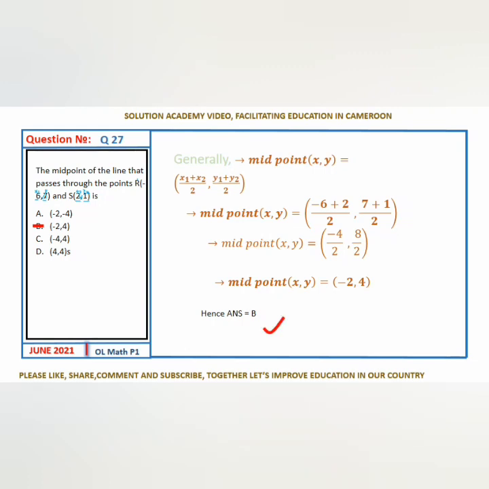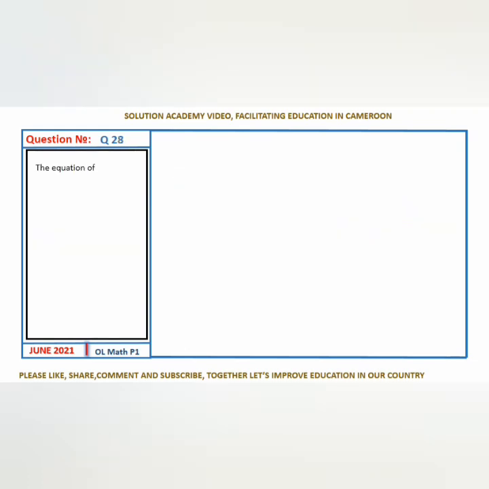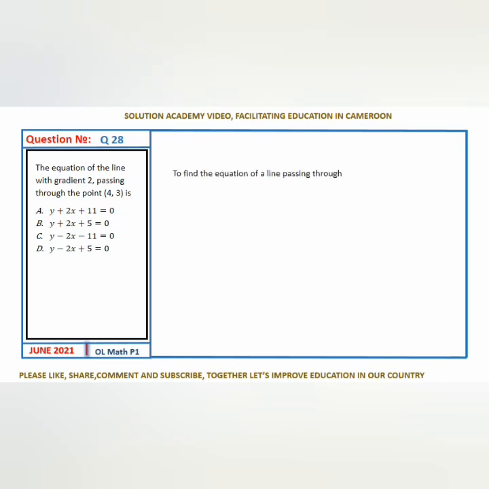Question number 28. The equation of the line with gradient 2 passing through the point 4, 3 is. To solve this equation, you just have to make use of this general formula. I have already made everything easy for you. Now, whenever you are given the gradient and a point to find the equation of the line, you have to make use of this formula.